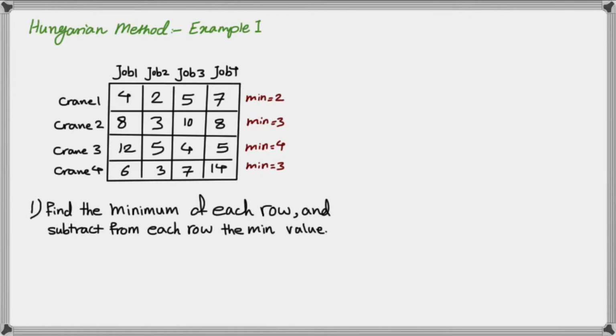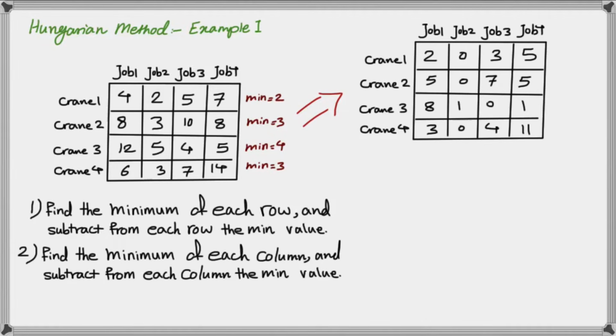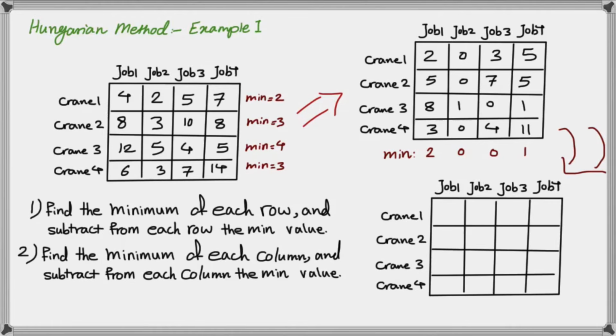As shown on the screen, the first row minimum is 2, the second row is 3, third row is 4, and the fourth row is 3. Now we subtract this minimum value from all the rows and we get this new table. The next step is to find the minimum of each column and then subtract that minimum from each column. So for each column I wrote the minimum value and now subtract that minimum from each column in the next table. And this is what I get.